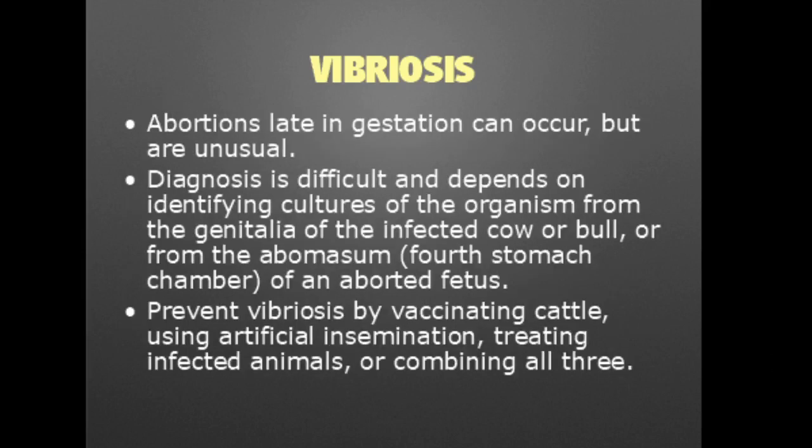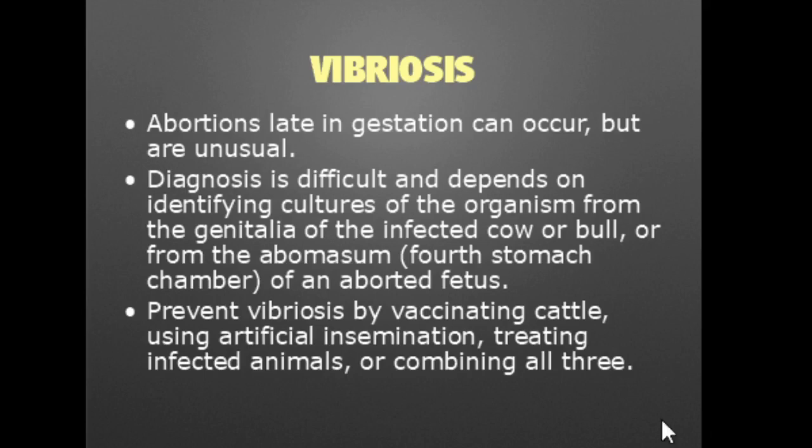Abortions occur late in gestation, but are unusual. Diagnosis is difficult and depends on identifying cultures of the organism from the genitalia of the infected cow or bull, or from the abomasum of an aborted fetus. We can prevent vibriosis by vaccination, also by using artificial insemination, and by treating animals which have been infected.